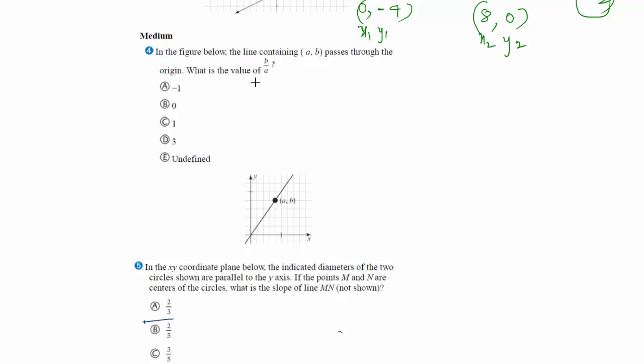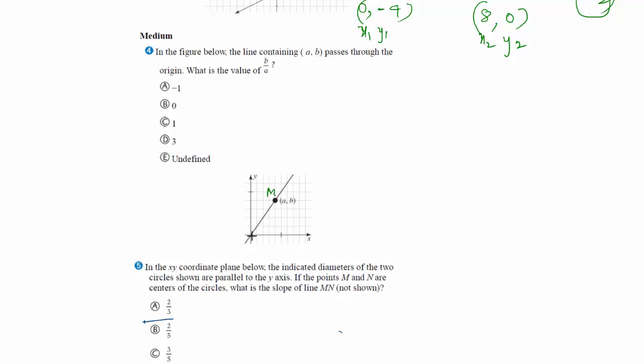So we have to see what are the coordinates of this point AB. Let us mark it as M, which is on the line which passes through the origin 0 0. We don't need actually the slope here. We can just simply calculate the x coordinate and y coordinate by simply seeing the graph.